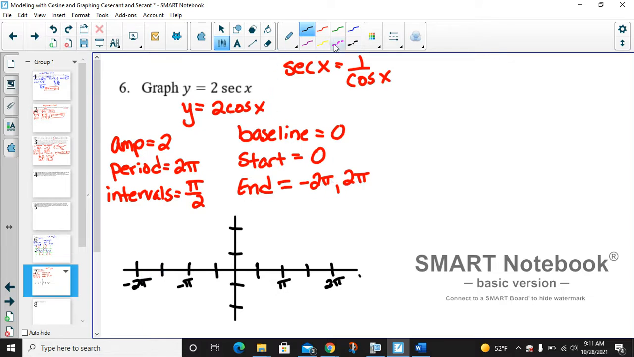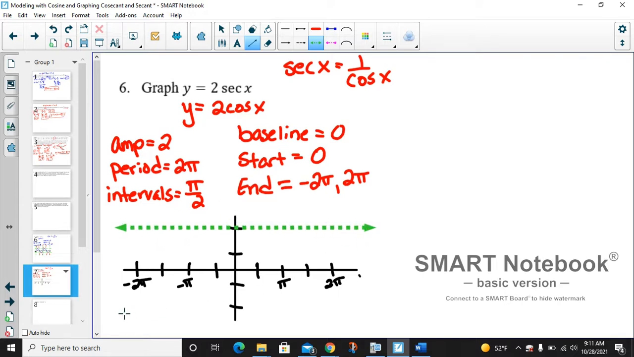Again, I can put my guidelines on here. My max is going to be up here at 2. My min is going to be down here at negative 2. And of course, my baseline is here at the x-axis.